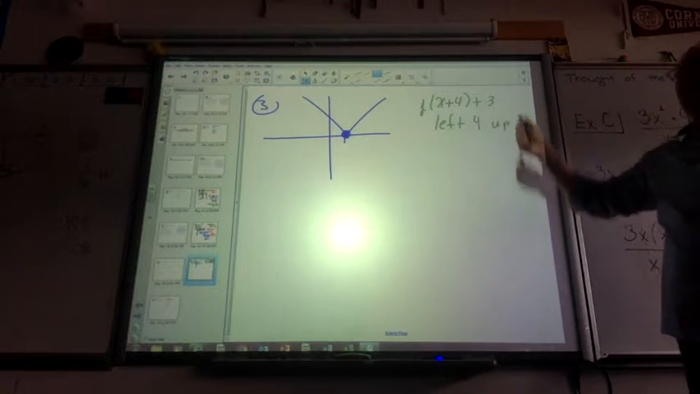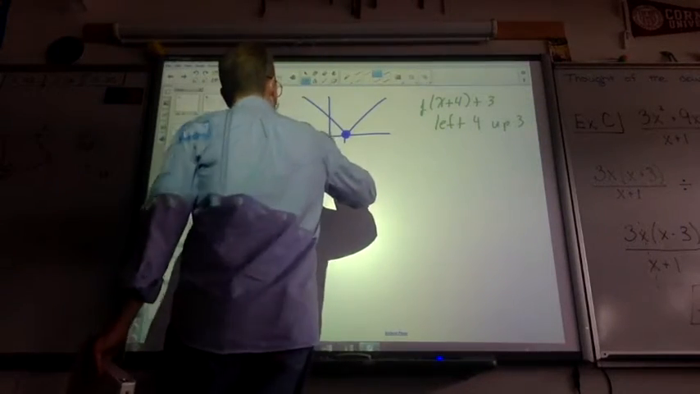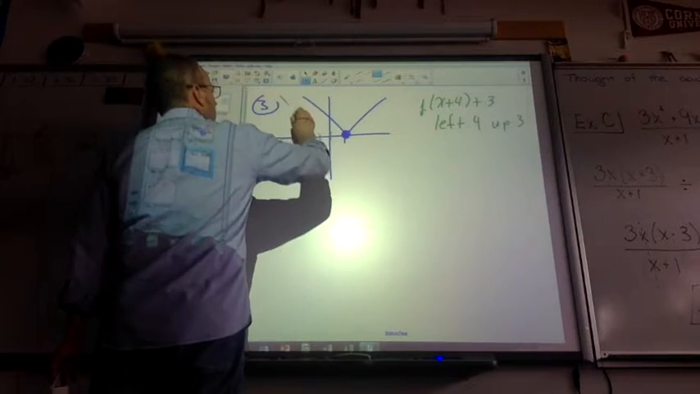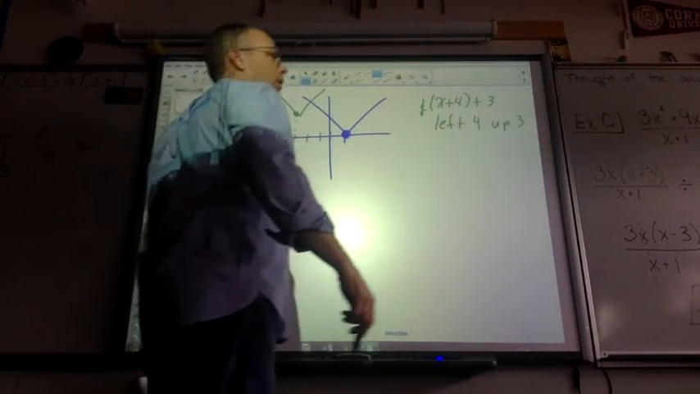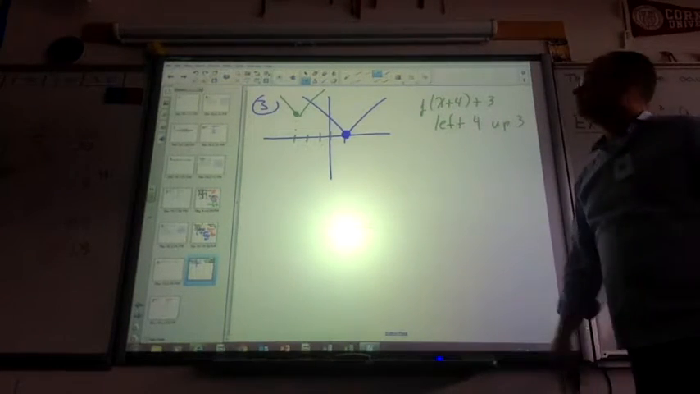Wait, I messed up. Yeah, I'm confused. All right, so left 4: 1, 2, 3, 4, up 3. And it still looks like a check mark. We got an earthquake taking place. This thing's all vibrating.